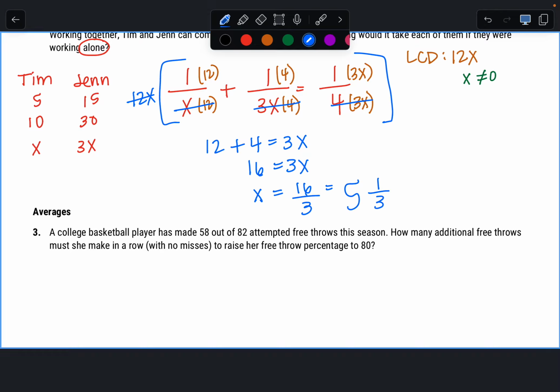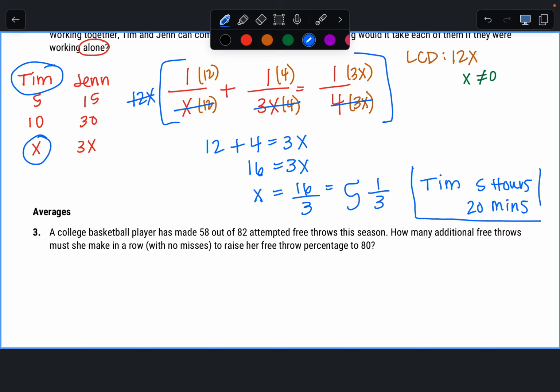Now that is going to represent Tim, because we said Tim is going to be X. So Tim is going to take 5 hours, 20 minutes. But that is not the entire question. It says how long would it take each of them to do this individually? So what do I have to do to Tim's time to find out what Jen did? Multiply it by 3. So for Jen, it's going to take her 16 hours to do it by herself.